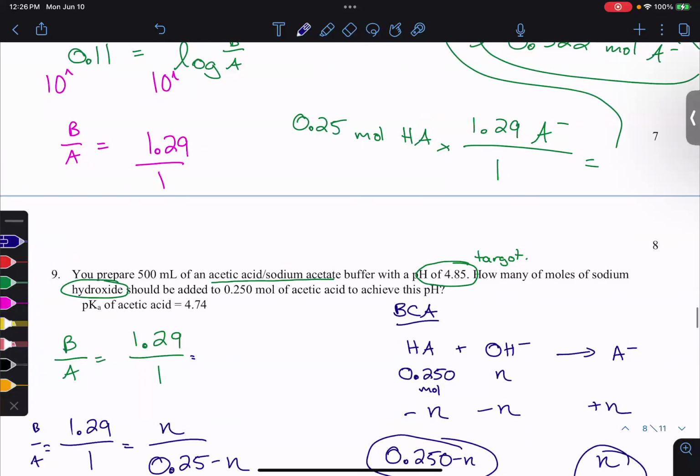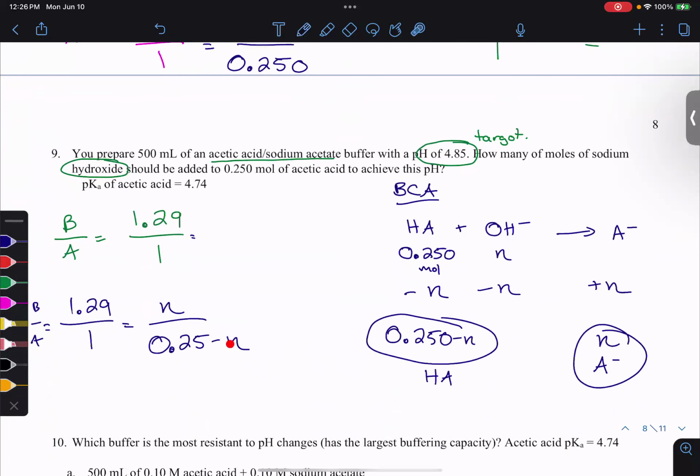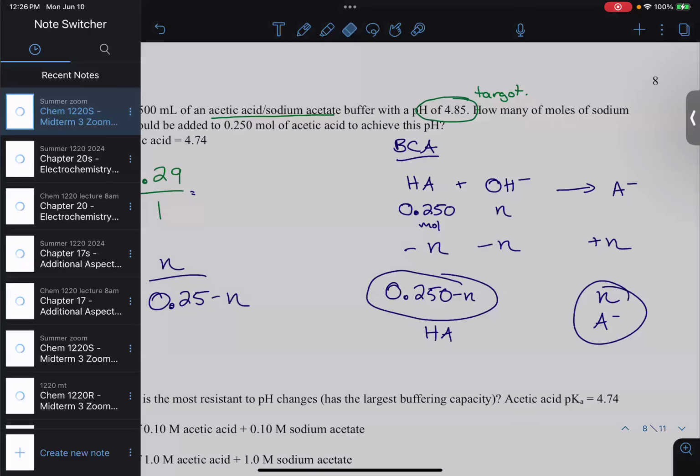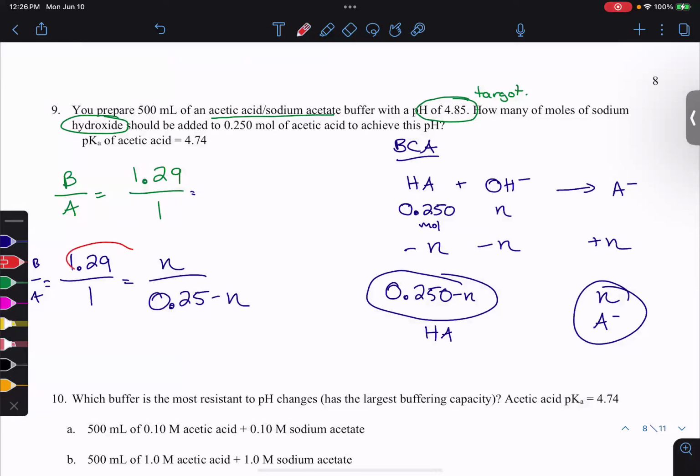So this one is a little bit different. In our previous question, we just set this equal to, okay, 2.50. How much base do we need? Okay, but in this one, since we're adding base, we have this plus N minus N factor. And so you solve for N. I don't know what it is. So what you'll do is you'll cross multiply. So you get N equals 1.29 times 0.25 minus N.